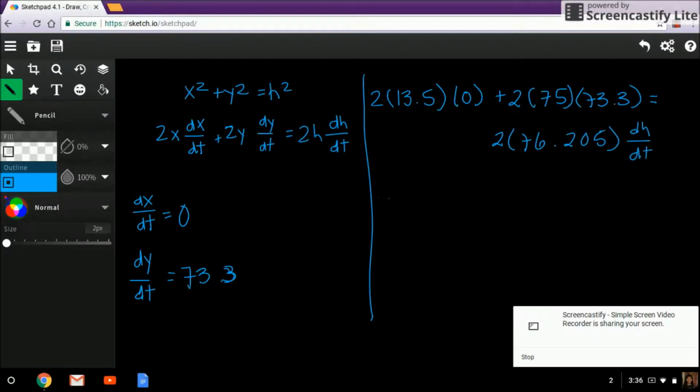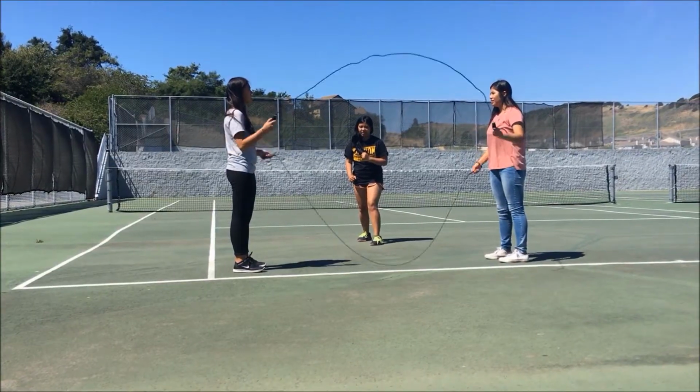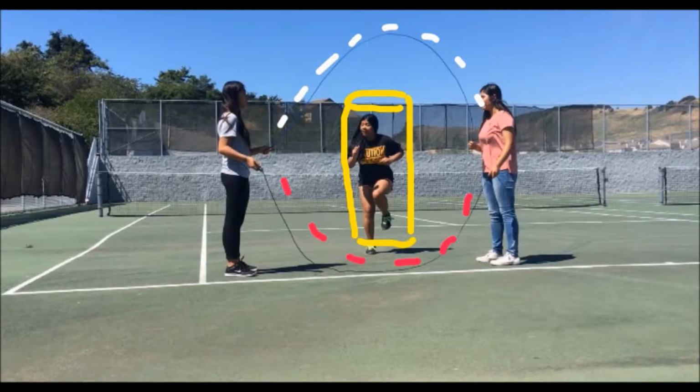The only thing we don't know is dh over dt. That is what we will be solving for. All of it added up together, we get 72.140 feet per second.